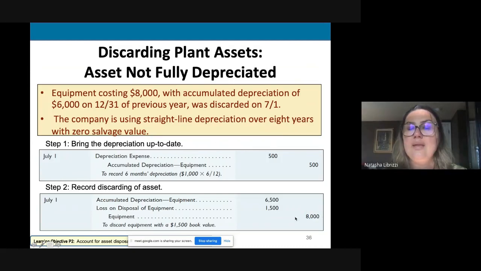My equipment that needs to be written off is 8,000. I'm not getting any money, but I have a loss, right? If it's a debit, it's a loss because now I discard something that has still a value that I did not depreciate.